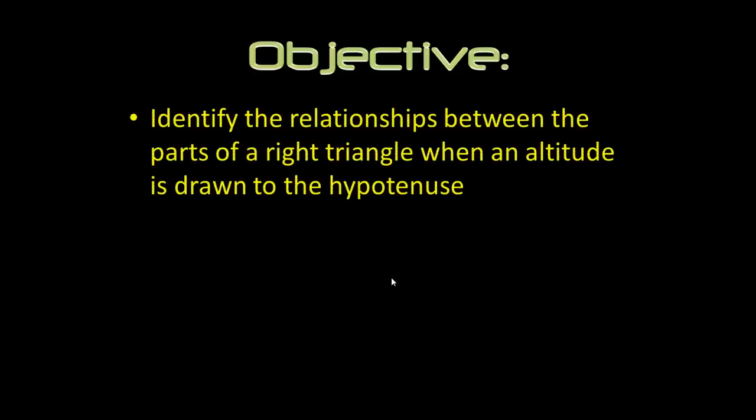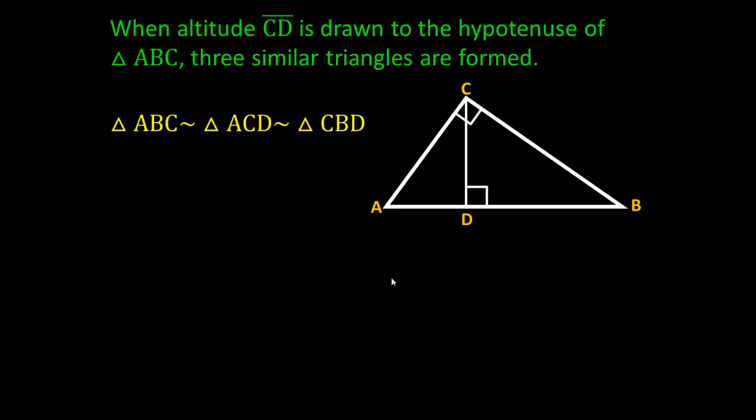Anyway, our objective for today: to identify the relationships between parts of a right triangle when an altitude is drawn to the hypotenuse. Alright, so when an altitude, CD, is drawn to the hypotenuse of triangle ABC, three similar triangles are formed. Triangle ABC, triangle ACD, and triangle CBD.